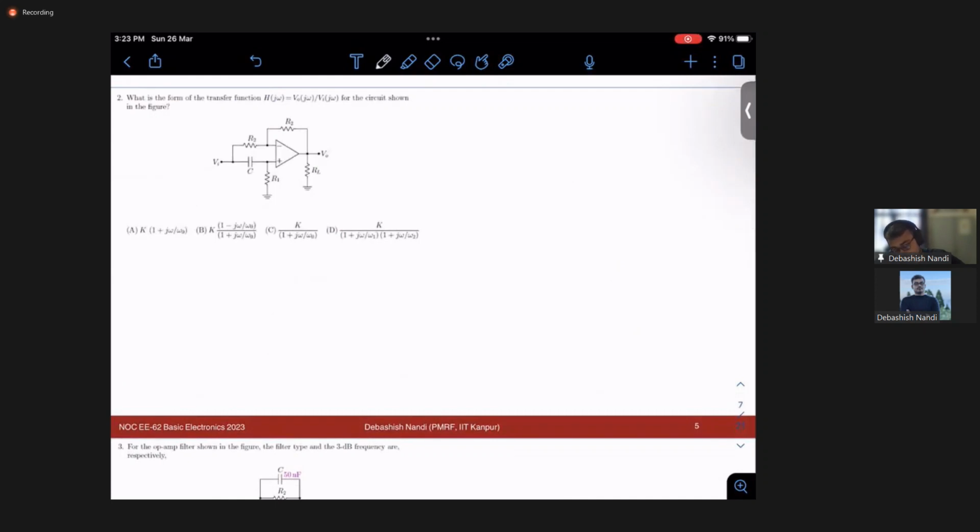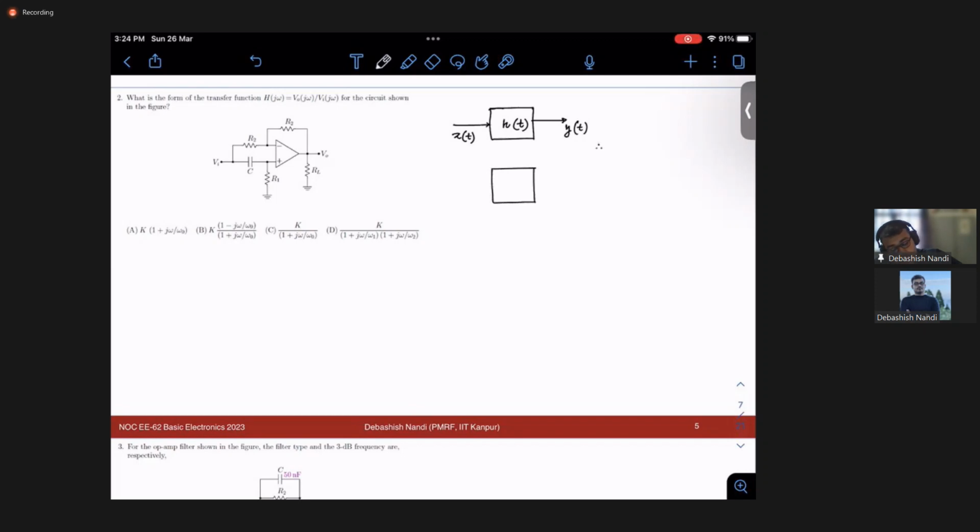Okay, so what are they asking? They're asking what is the form of the transfer function of the circuit shown in the figure. So what is a transfer function, first of all? Suppose you have a system. This is your output, this is your input, and this is your system. Generally we define it in the frequency domain.